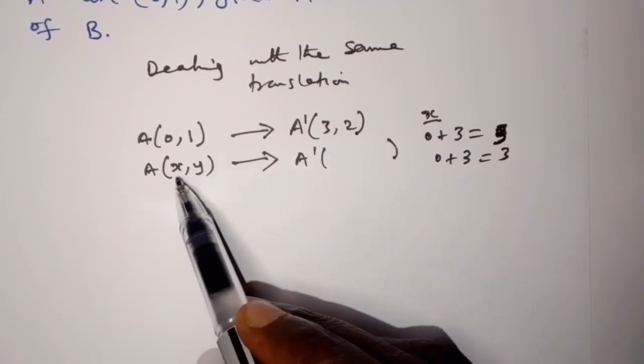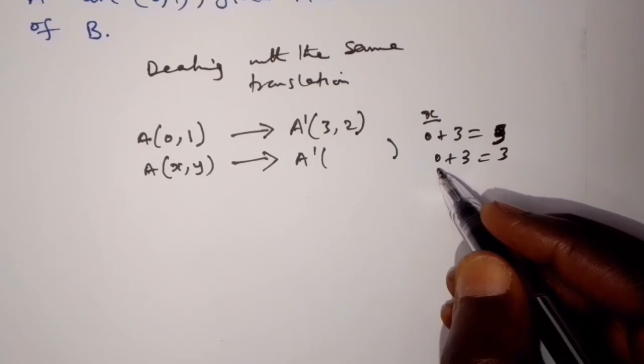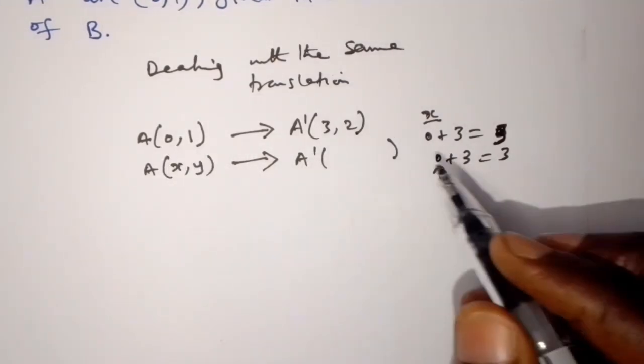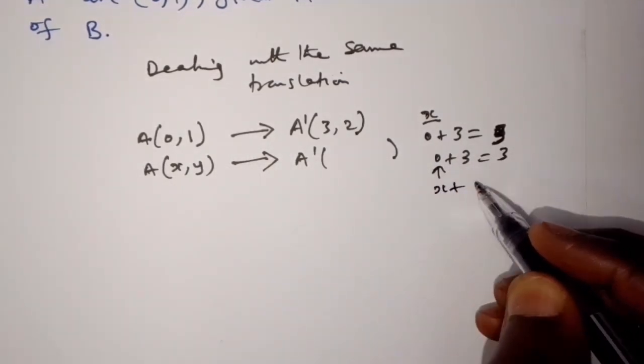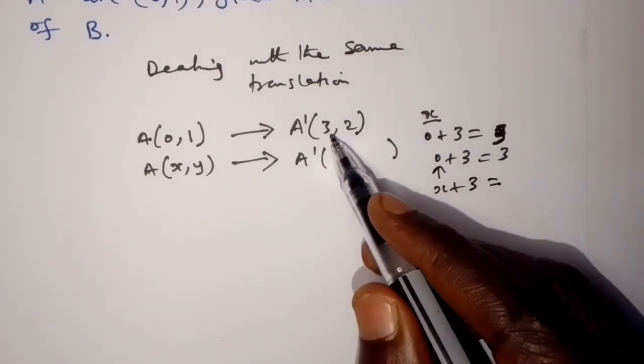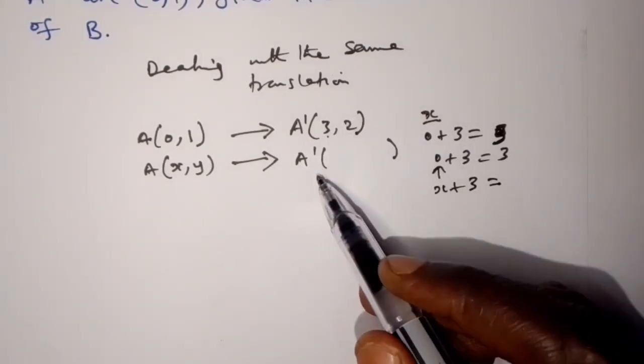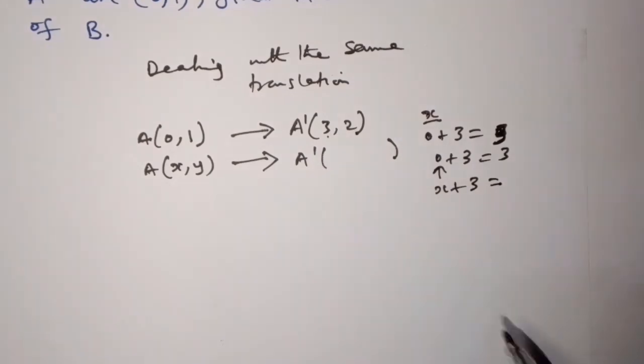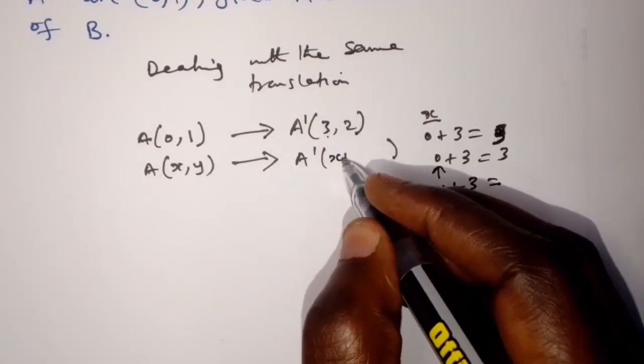So now when we have x here, then we can say that x, now representing 0 here, x plus 3 is supposed to give us the point here. So we can say that A prime is x plus 3.